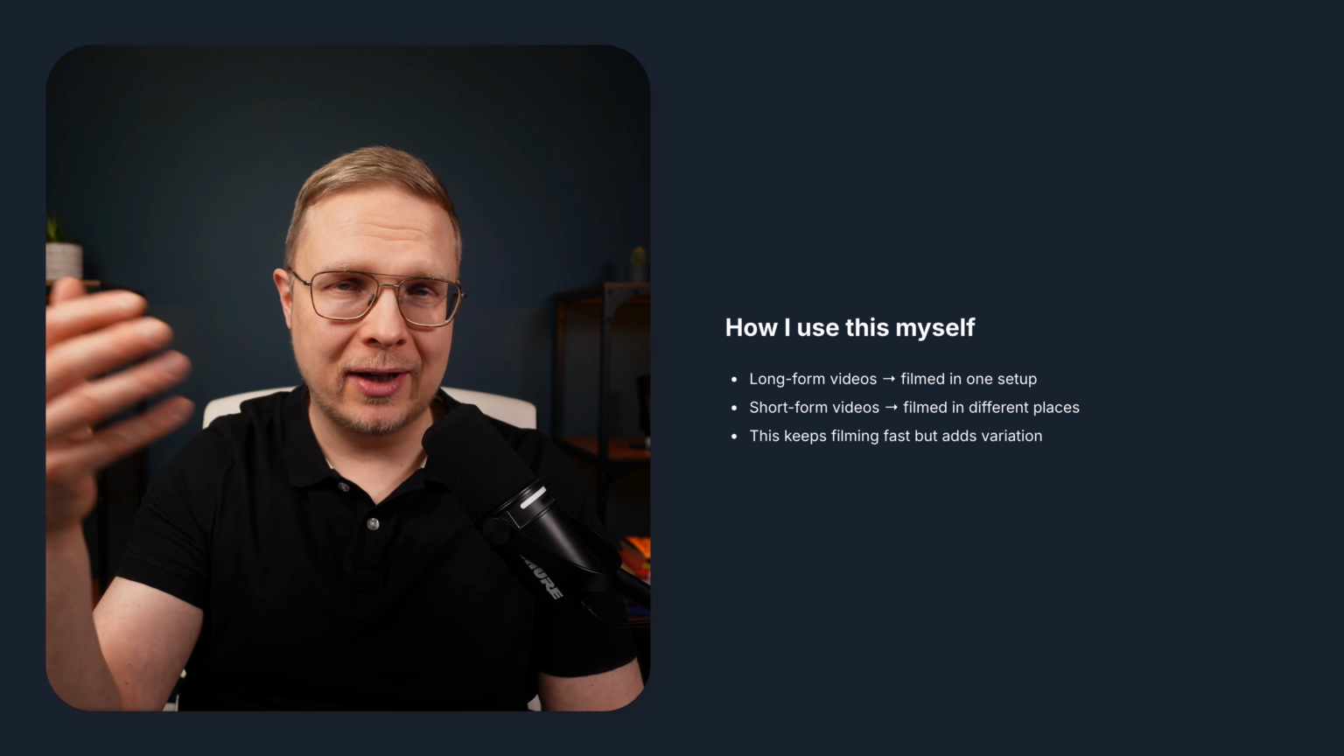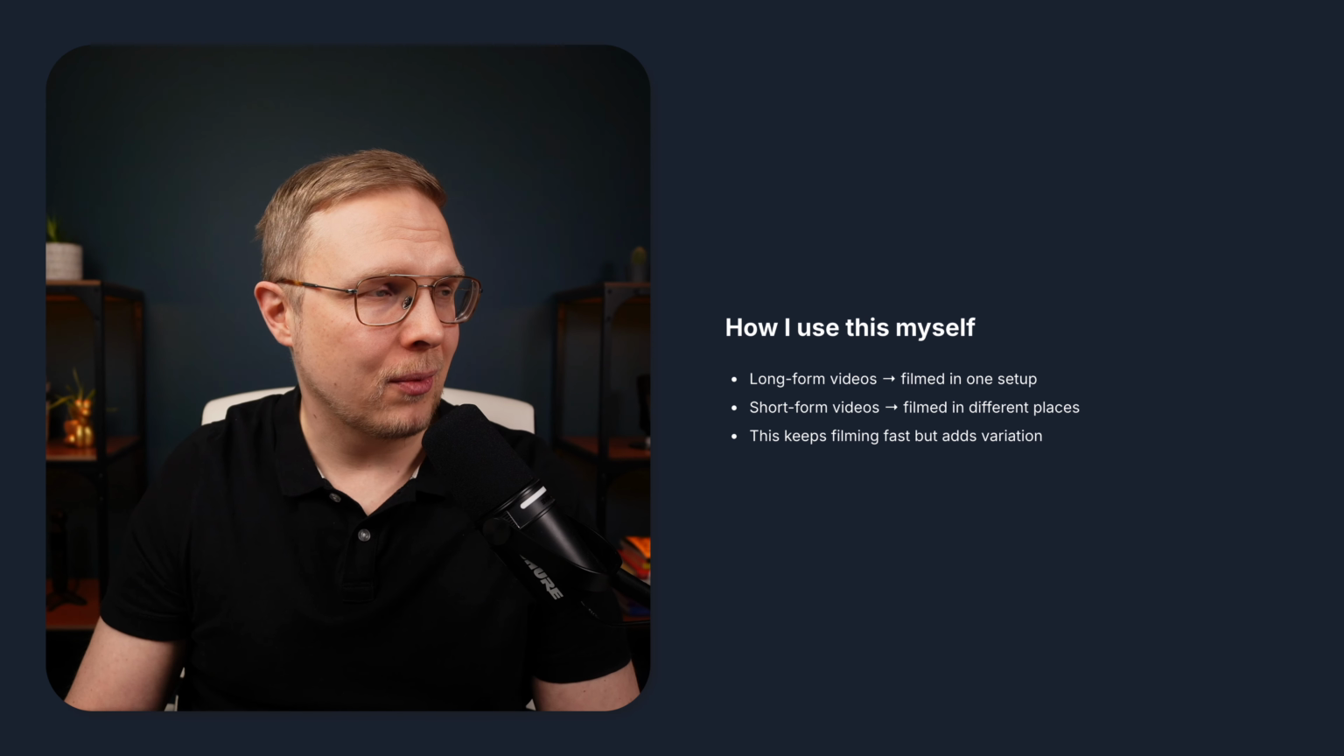And when I film short form videos here in this office, I just change the angle, so whenever I shoot short form videos, I just shoot them in a little bit different places here in the studio, or of course you can shoot them outside or in a car or anywhere else to get that kind of variation for your background. But this way my workflow is very fast when I film long form videos this way and short form videos this way, but still I get variation to the content.